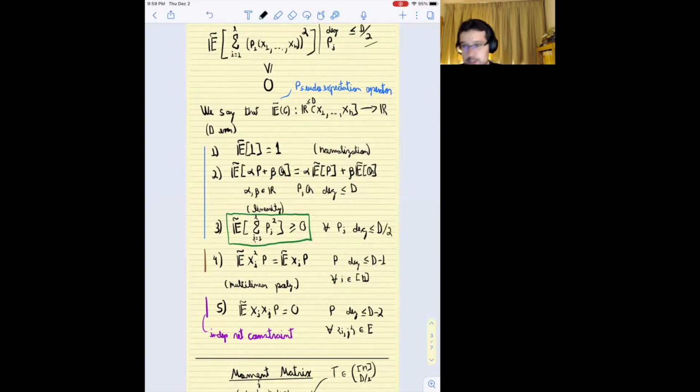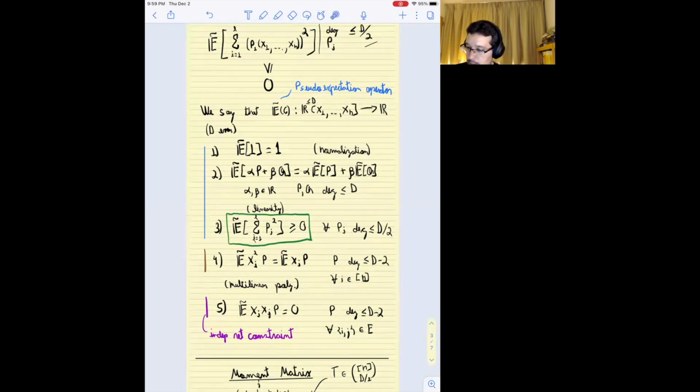So here the degree is at most d over 2, because you want the pseudo expectation to be well defined when we square. So the degree does not exceed d. And in the second one we have a variable p squared, so the total degree of this expression has to be smaller or equal than d. So this is d minus 2. Okay, very good. So we have Booleanality.